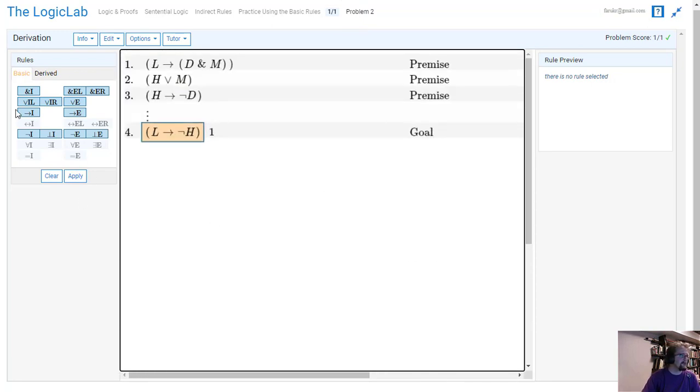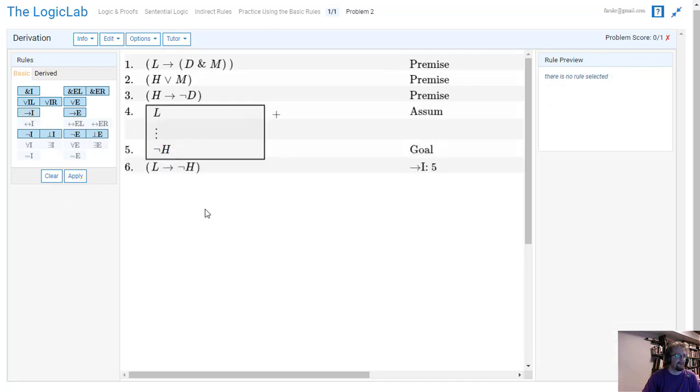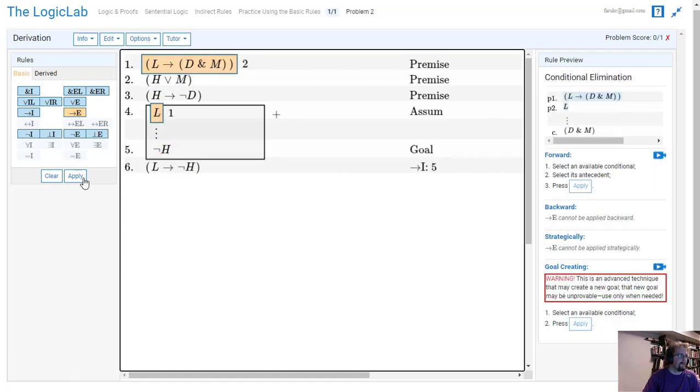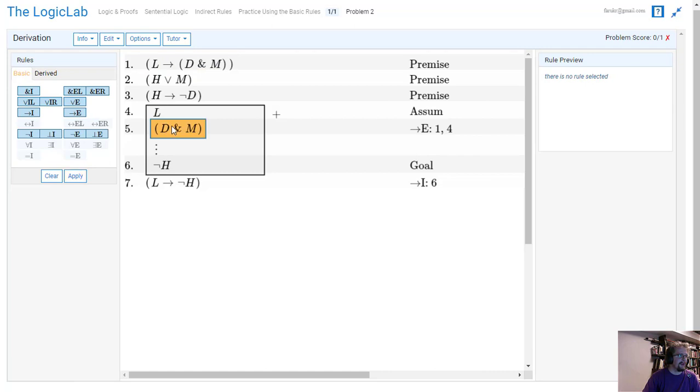So this is the conditional, so we're going to do conditional introduction backwards. And you start off with L and end up in not H. I can do conditional eliminations on lines 4 and 1. That will give me D and M.